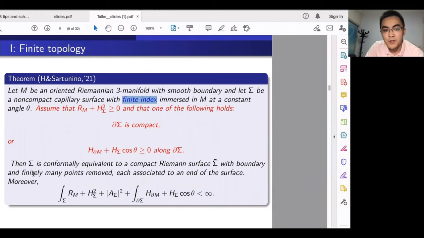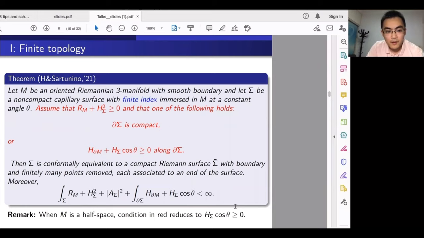So these punctures could be interior punctures or boundary punctures. And each puncture is associated to an end of the surface. The end means that outside a compact subset, you have disjoint components of the surface, okay? And if the puncture is from an interior point, then we can simply call it an interior end. And if the end is associated to a boundary puncture, we can call it a boundary end, okay? Furthermore, we show the following inequality that is of independent interest.